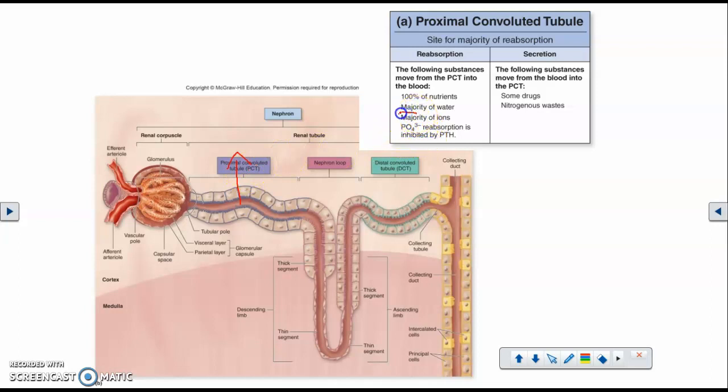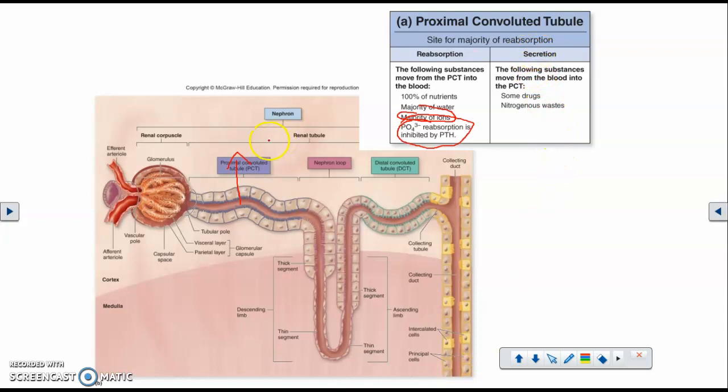So even though it says majority of ions, phosphate ions may or may not be, it depends upon PTH. So if you secrete parathyroid hormone, which is about calcium balance here, what happens is you actually prevent phosphate from entering the blood. You actually make phosphate go all the way into the urine in this case.